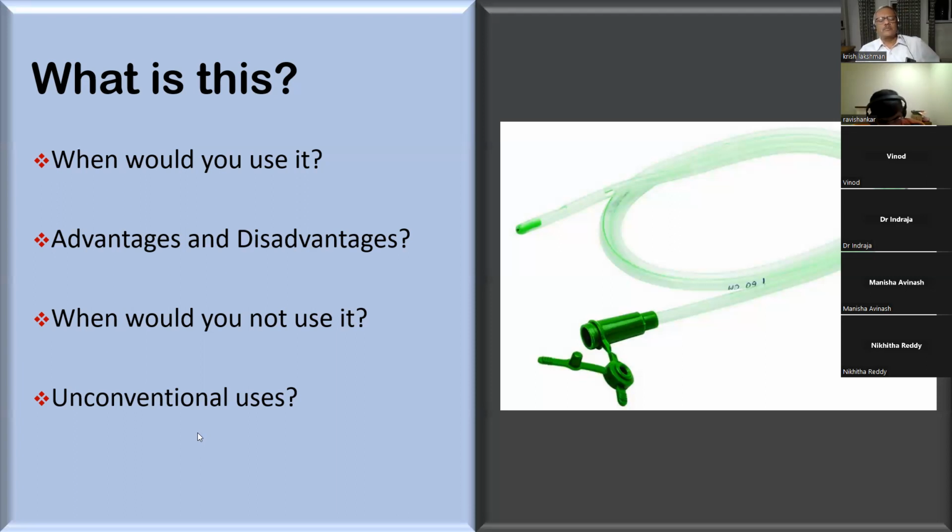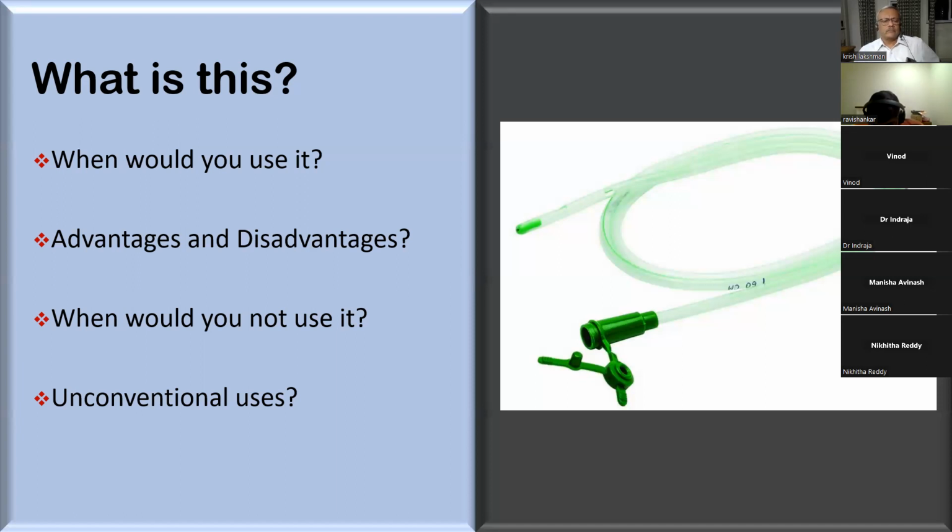Okay. Ryle's tube, what has been mentioned is in a post-op situation, and to decompress it in intestinal obstruction. Where else can you use it? Have you used it to feed people? RT feeds. RT feeds is something that we keep talking about. What are its advantages and disadvantages?